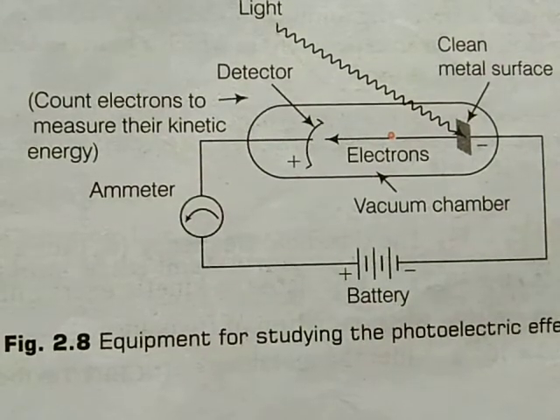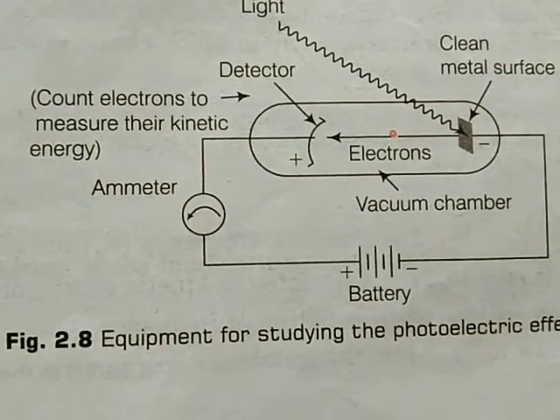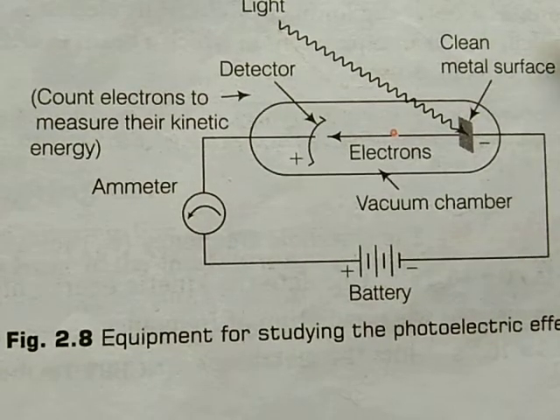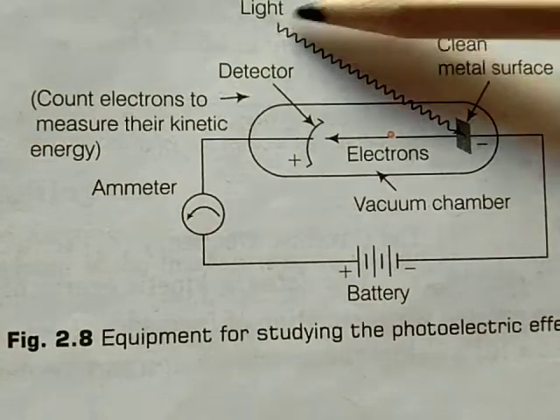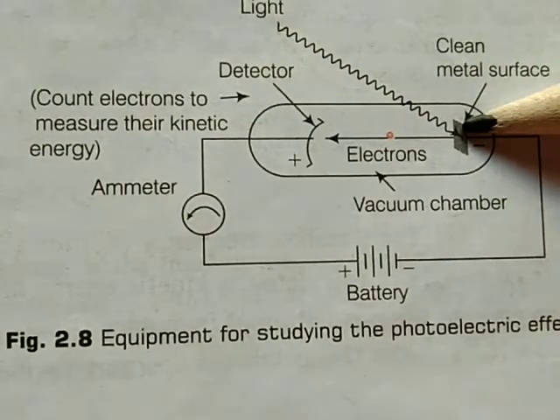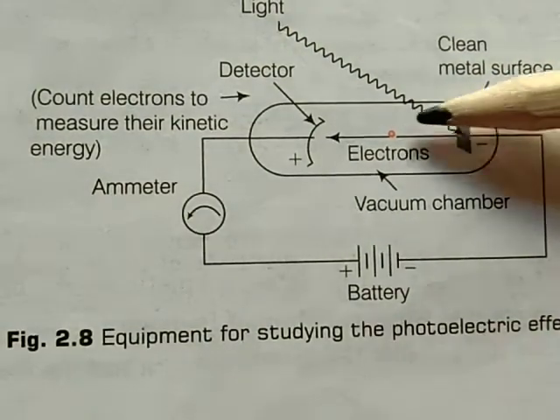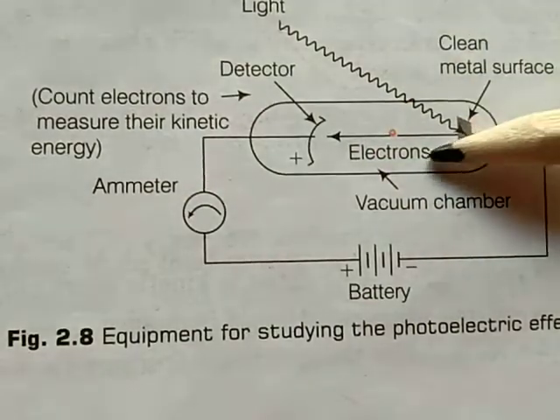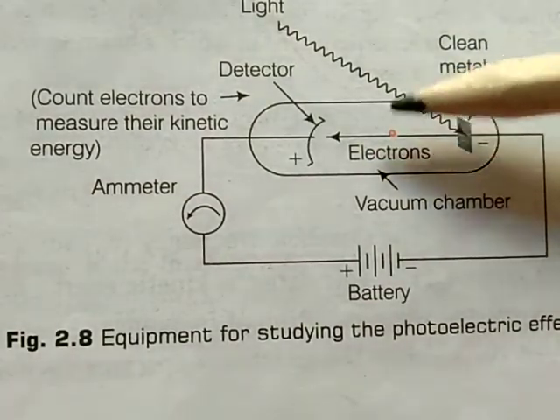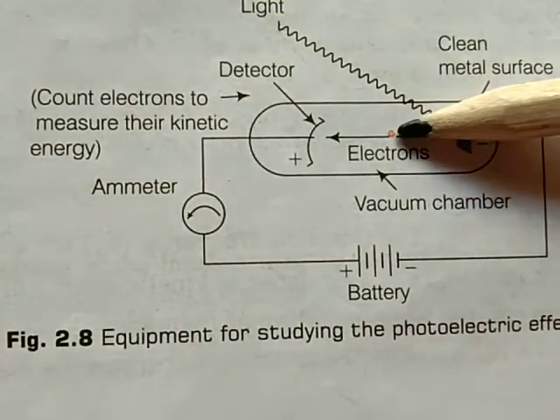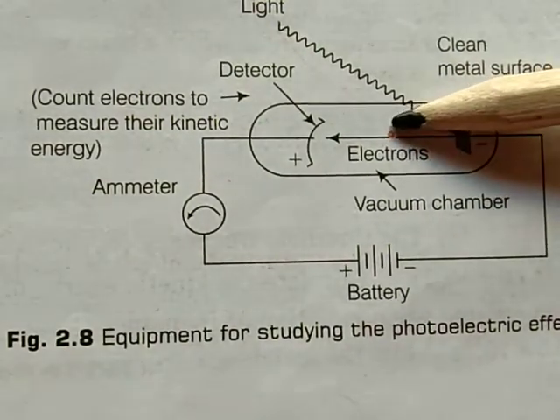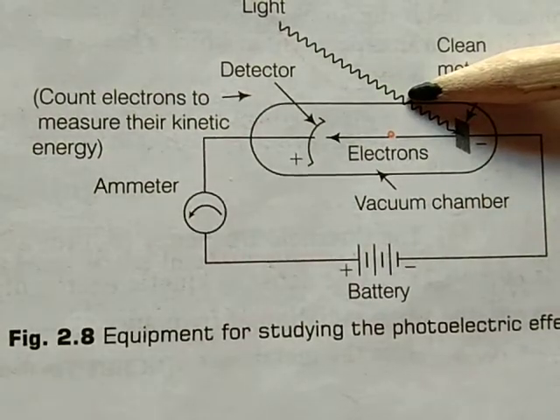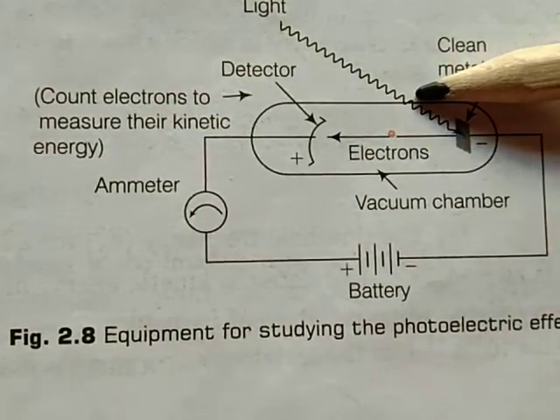Then what observations take place in this experiment? When a beam of light falls on the metal surface, electrons are ejected immediately. Second point, the number of electrons ejected is directly proportional to the intensity of light, meaning the brightness of light.